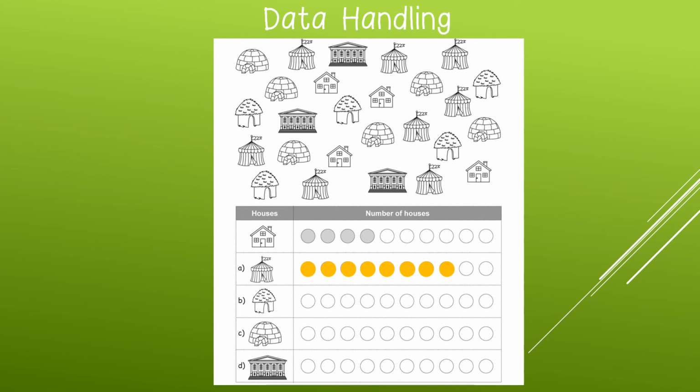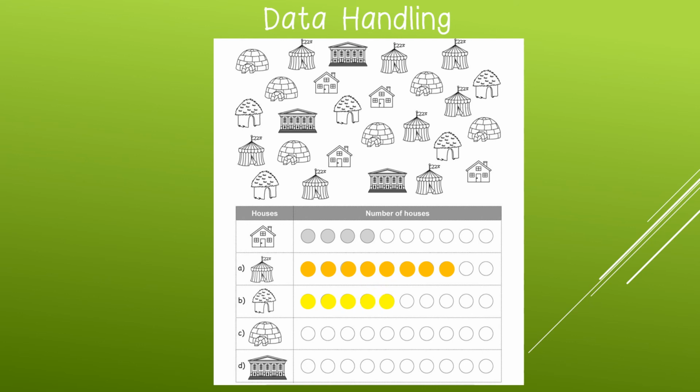Next, we have huts, which look like a little mushroom. 1, 2, 3, 4, and 5. So in the above picture, there are 5 huts. So let us color 5 circles. 1, 2, 3, 4, 5.